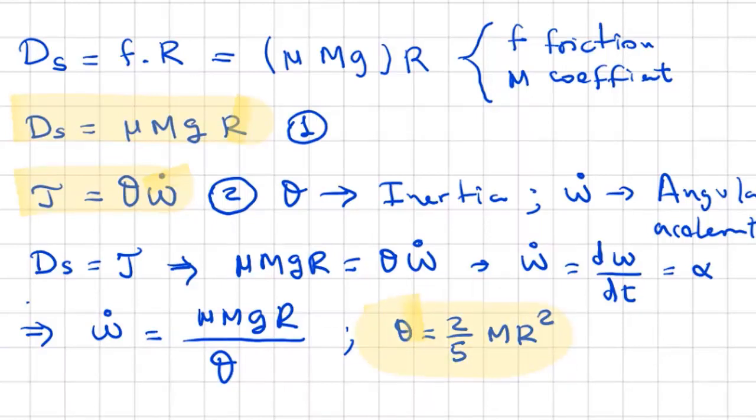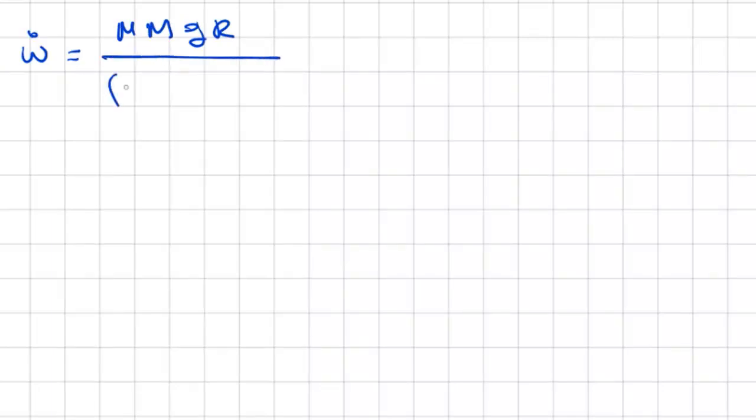Okay, we replace this equation into the previous equation that we calculated for the angular acceleration, and our equation is going to take this form: omega dot is equal to mu m g r divided by 2/5 of the mass times the radius squared.